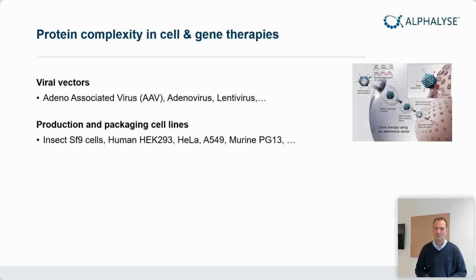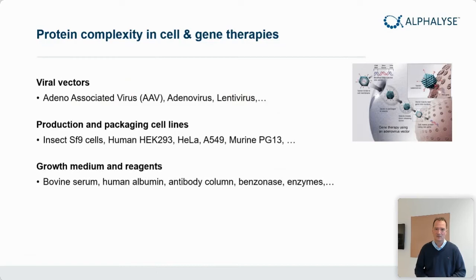It also has a production and packaging cell line. So typically insect cells, Sf9 cells, different types of human cell lines like the HEK293 cells, but there are also more rare cell lines used by some customers, for example, murine cell lines. And then we have the manufacturing system and the growth medium and reagents used during the manufacturing. So typically we see bovine serum used in the growth medium, human albumin, antibody columns, enzymes added during the manufacturing. That also complicates the samples.